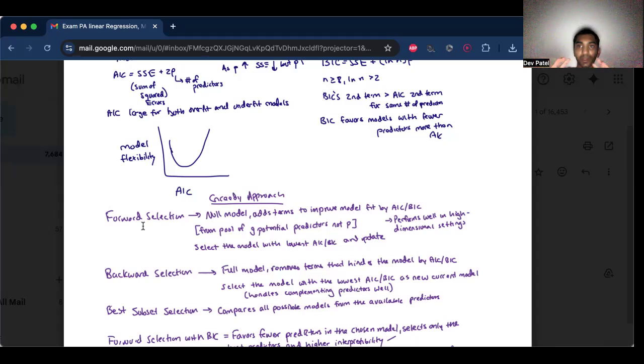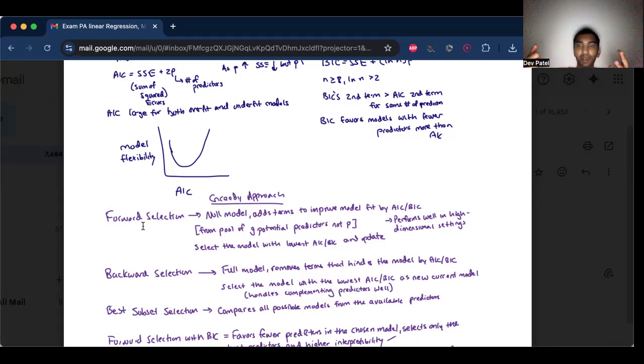Here we start with a model. So in the forward selection approach, we start with the null model. In backward selection, we start with the full model. And we iteratively determine which predictor to add that's going to optimize the AIC or BIC value, or in this case, that's going to yield the lowest AIC or BIC. And then that's our new current model.